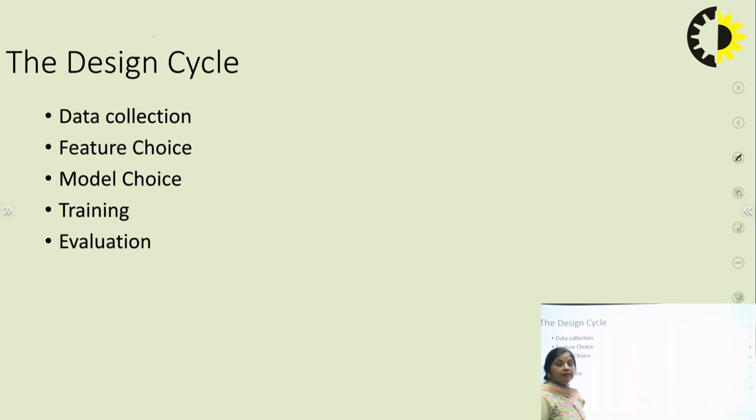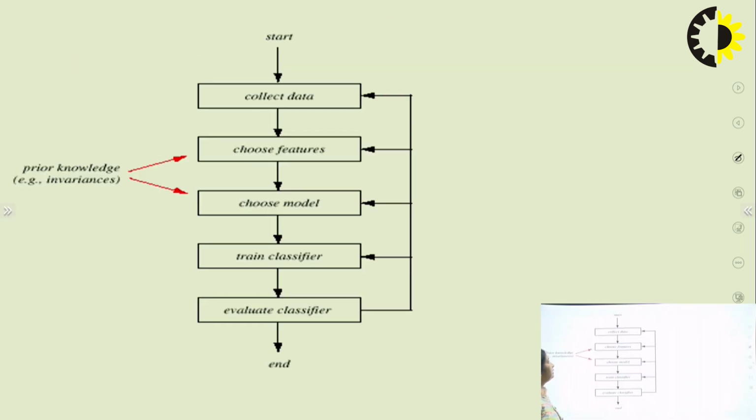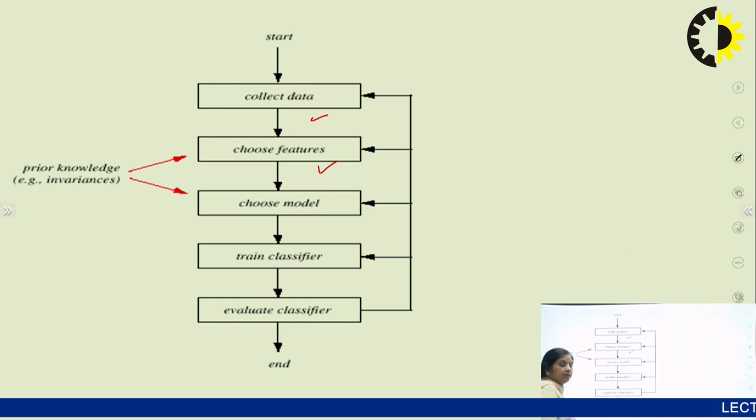Now, the design cycle. So that was our pattern recognition system. We need to take those features which are good to categorize, good to classify the underlying objects. So what is the design cycle? The first point is we collect the data, then we choose the features. After choosing the features, as we have discussed in the pattern recognition system, we have some features that we extract.